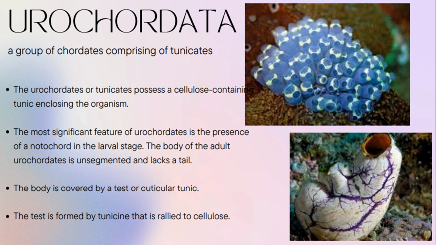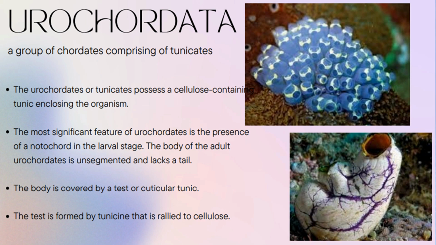The most significant feature of Urochordates is the presence of a notochord in the larval stage. The body of the adult Urochordates is unsegmented and lacks a tail. The body is covered by a test or a cuticular tunic. The test is formed by tunicine that is related to cellulose. The term tunicates has been derived from the unique outer covering of tunic. The tunic is formed from proteins and carbohydrates. The tunic acts as an exoskeleton and is also referred to as the test.